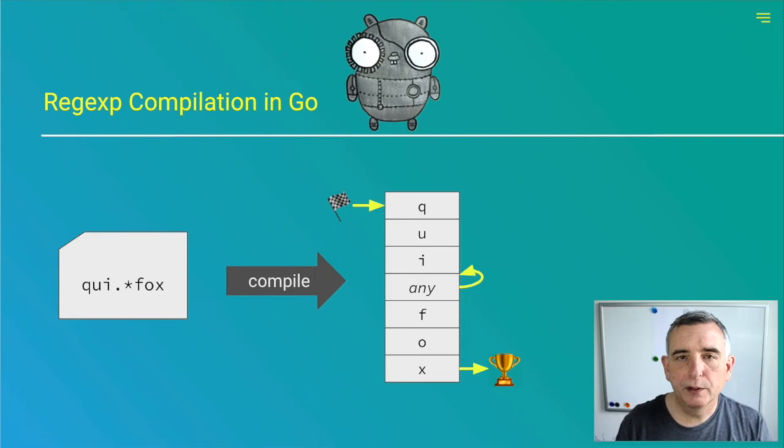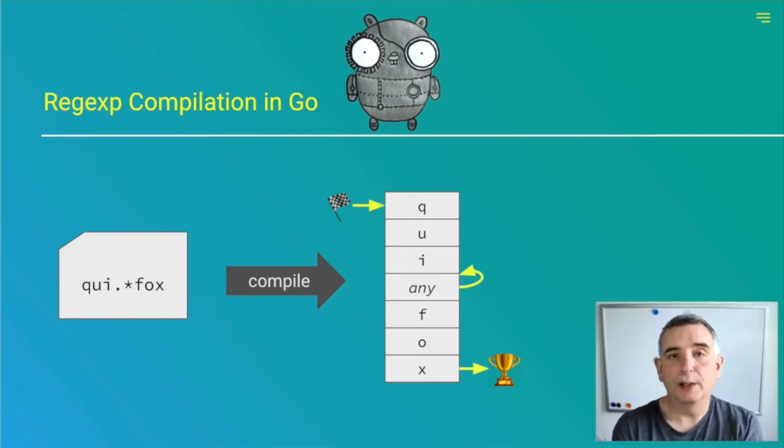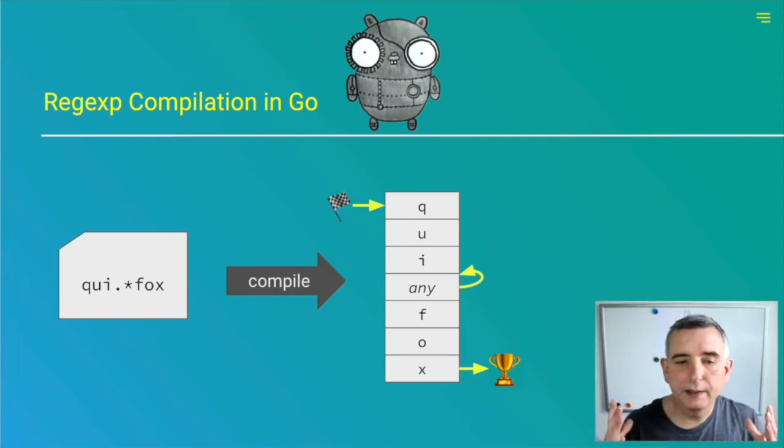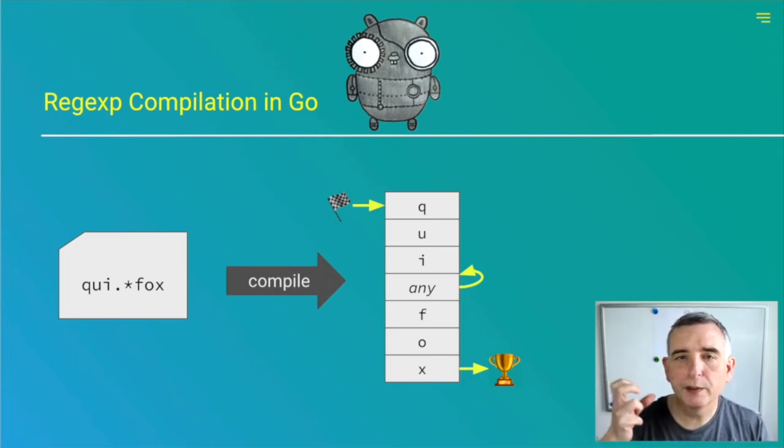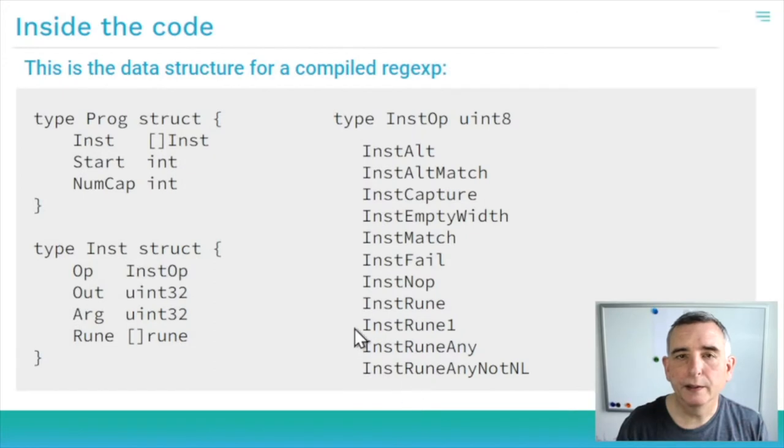Moving back to Go, when you use a regexp in Go, you have to call the compile function on it. And what that does is it makes a data structure in memory, which is basically a little program of an abstract machine. So the steps are all here, but now they're all entries in a slice of instructions in this program. We can take a little look at the definitions of how that works inside the regexp package.